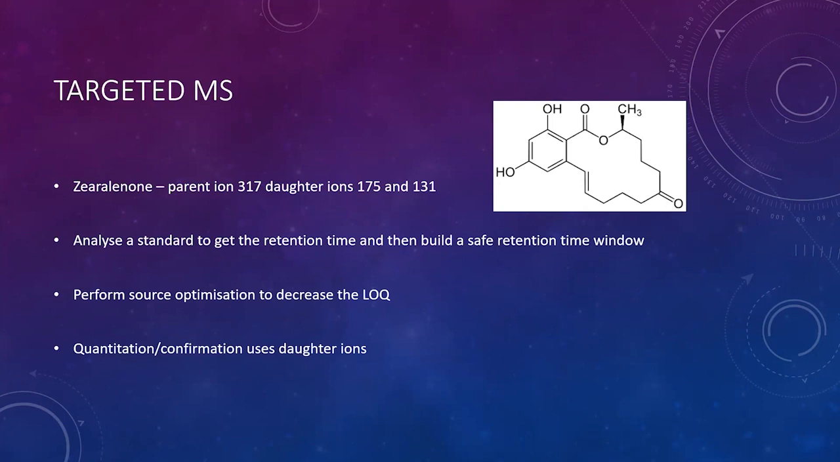We also perform source optimization to decrease the limit of quantitation. That's one of the most important things about using targeted MS, and especially we use triple quad mass specs to do this because they're very stable platforms. For quantitation and confirmation, we use the daughter ions and not the parent ion.